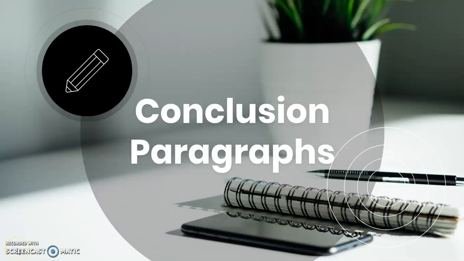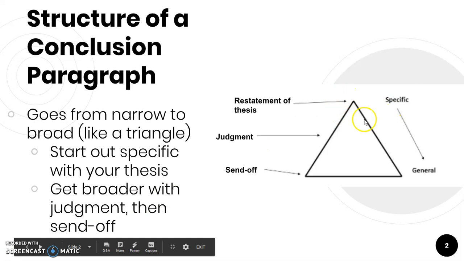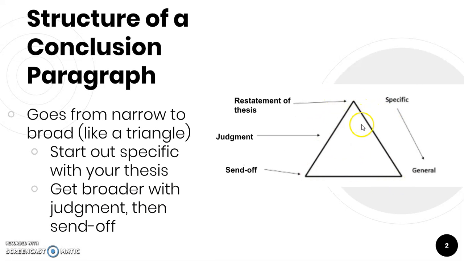Hello everyone. We're going to go over how to do a conclusion paragraph. Okay, so first the structure of a conclusion paragraph. It's the opposite, in a way, of an introduction paragraph, in that it's a triangle, and it's going from narrow to broad, okay? You're going to start out narrow and specific with your thesis statement, and then get broader with your judgment and your send-off.